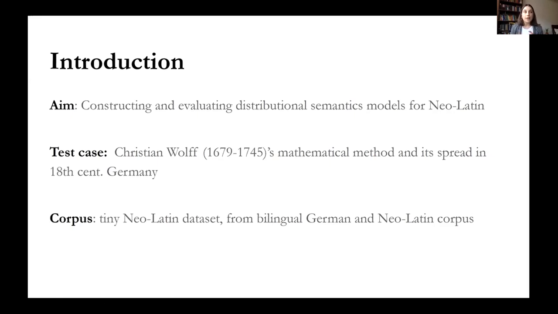While working on the larger project, we realized that the corpus we were working with had specific characteristics, making it a deeply interesting case to test distributional semantic models. And since there is no high-quality machine-readable version of the larger corpus, we're working on that, we decided to build a tiny manually typed dataset of Neo-Latin sentences.